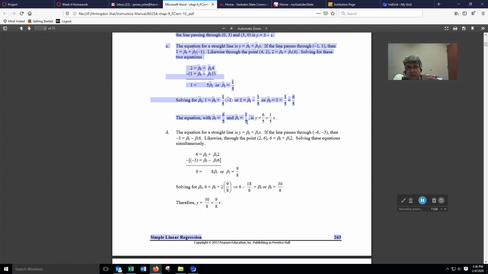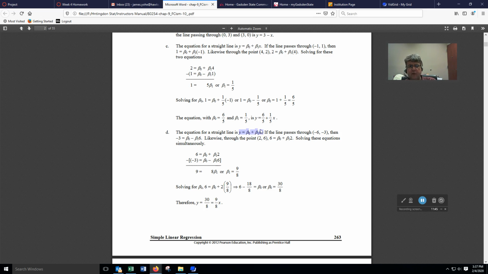In this case, these are deterministic relationships. There is no error term. Finally, part D here, the equation for a straight line is always the same. This doesn't change. Y is equal to beta naught plus beta 1 times x when you have this deterministic relationship.